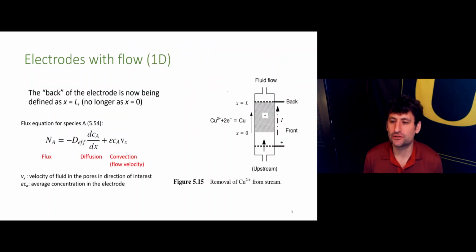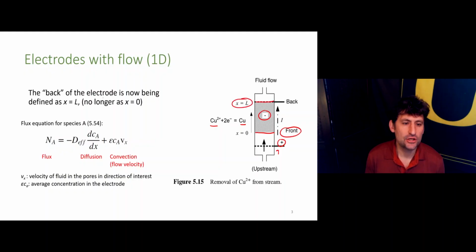Let's consider an electrochemical flow through reactor. Here's an example where you're reducing copper 2+ to copper metal in this porous cathode. The current here, is the anode, flows from the positive terminal of the anode to the negative terminal, which is the porous cathode. We're going to define x equals 0 for our differential equation at the front of the electrode. The back of the electrode is going to be defined as x equals L. Notice this is different than our definitions before.